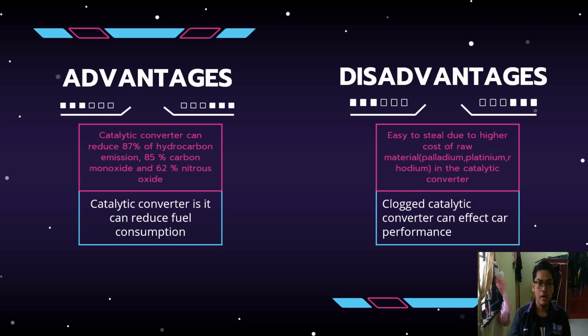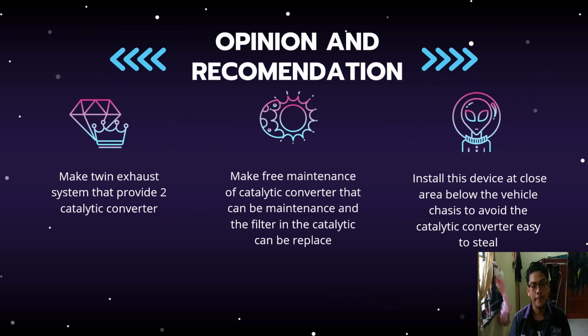Okay. Now to the opinion and recommendation for improvement of the catalytic converter device. Okay. First, we suggest making a twin exhaust system, which has two catalytic converters in the vehicle. It will reduce the load received by the catalytic converter when filtering the poisonous gas.